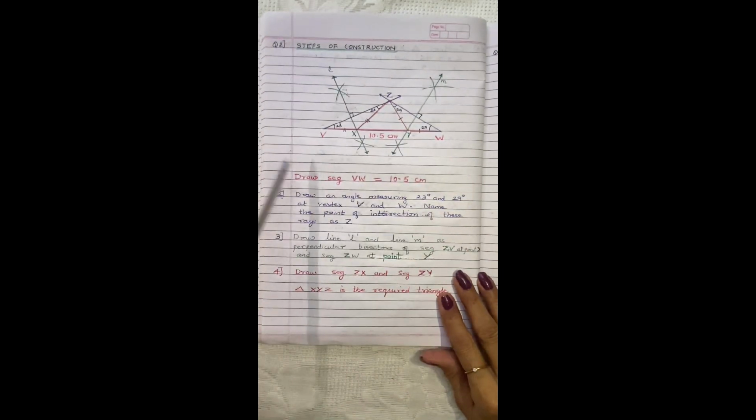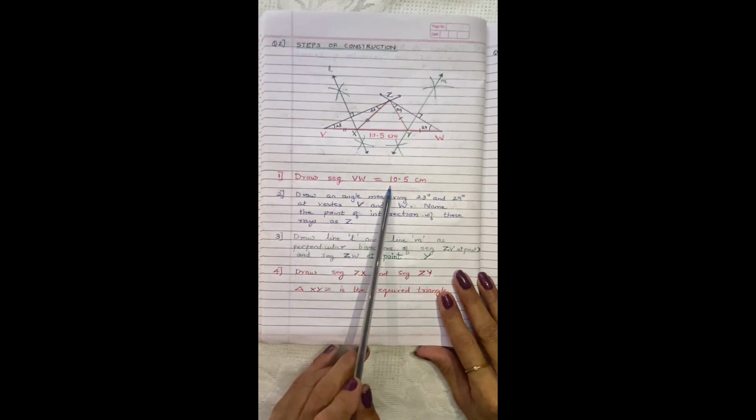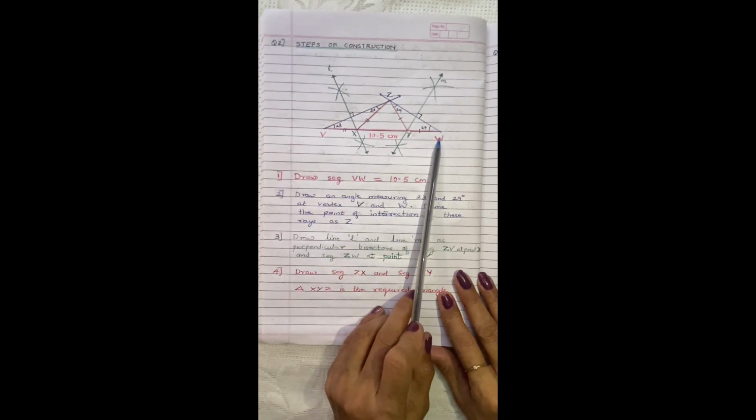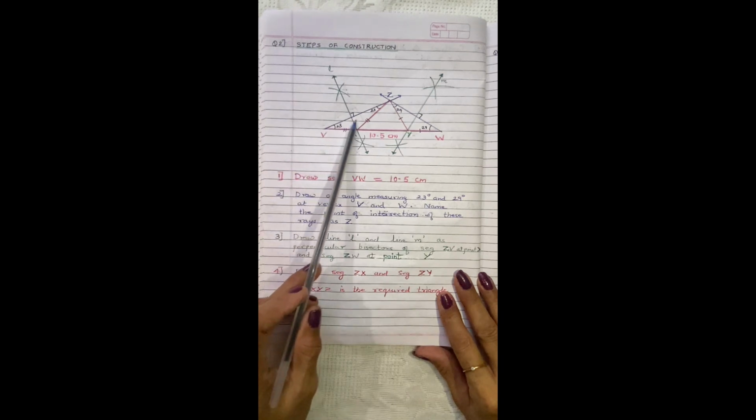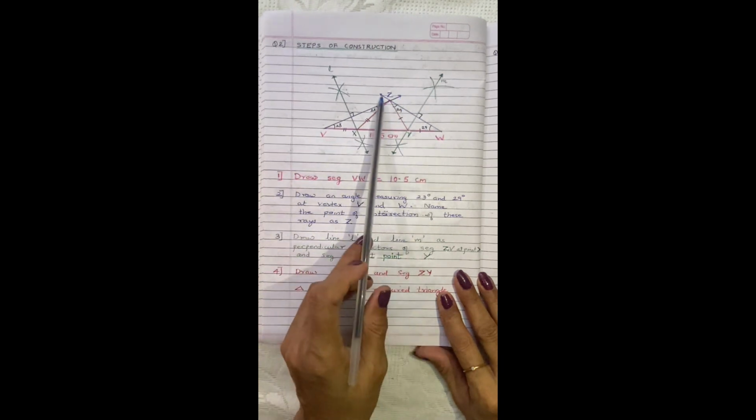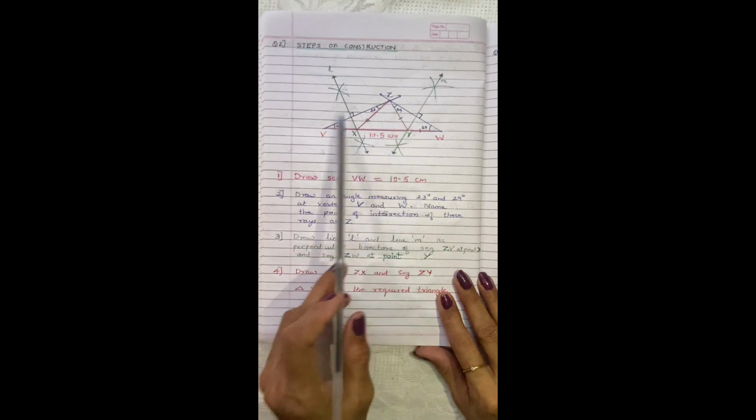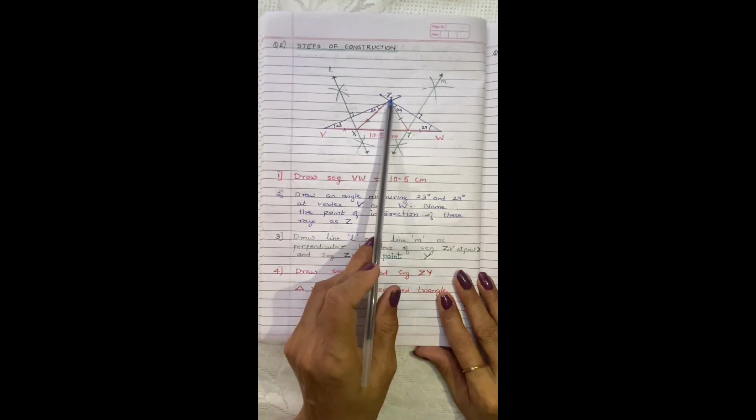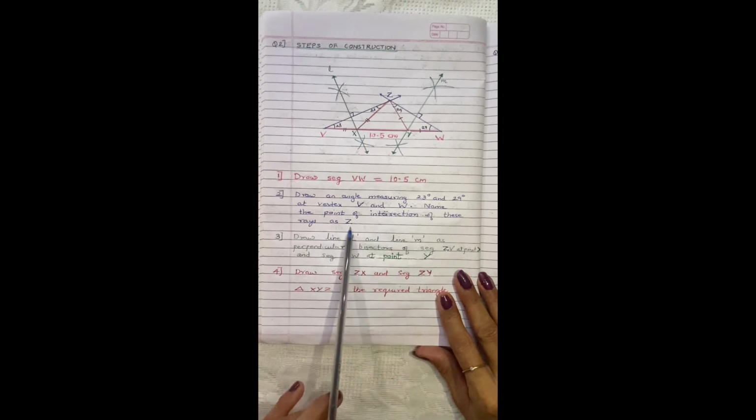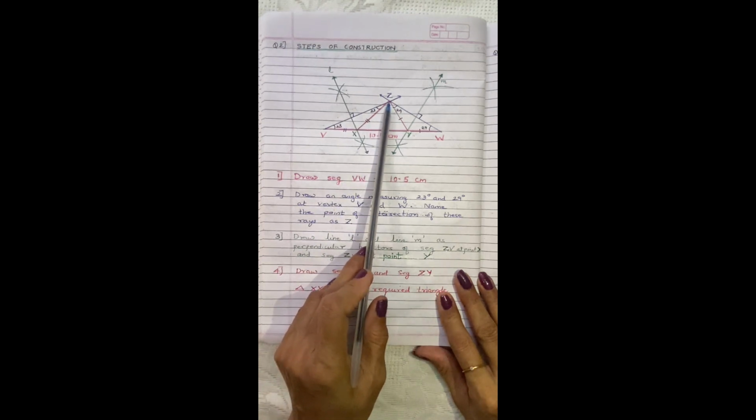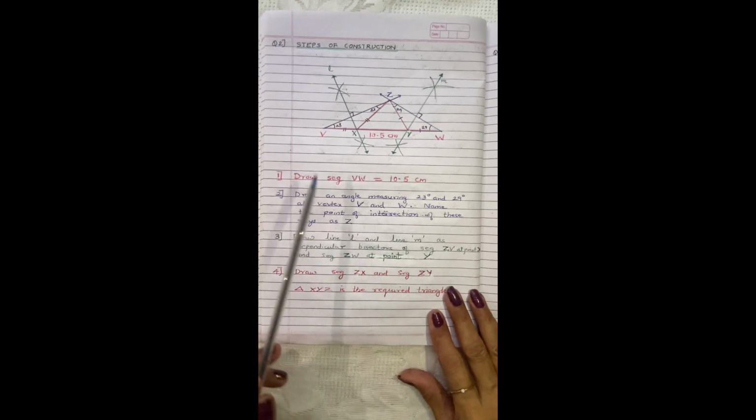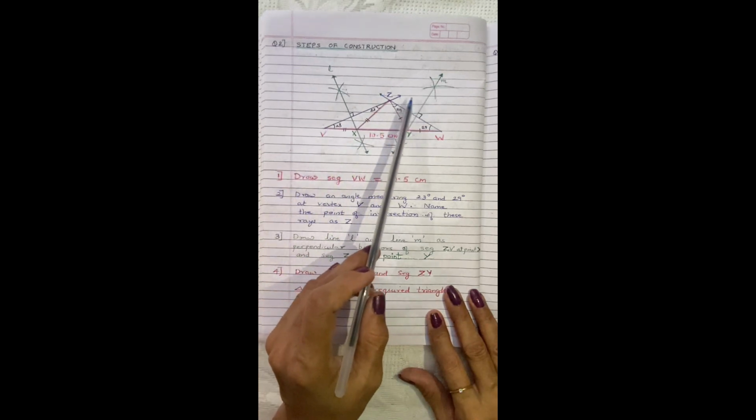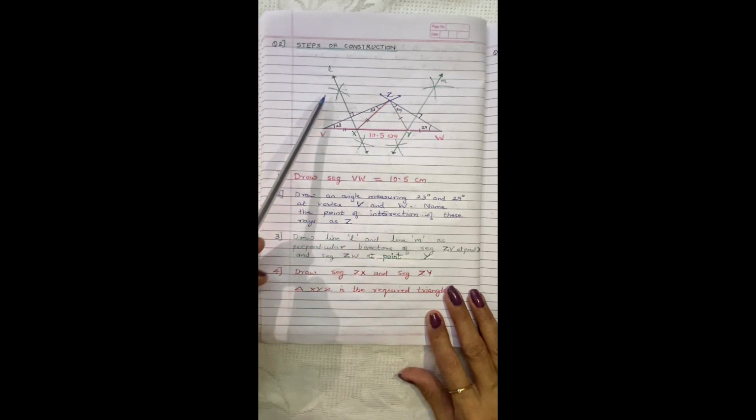Question 2, same steps of construction. Draw segment VW as 10.5. Then draw an angle measuring 23 degrees at vertex V and an angle of 29 degrees at vertex W, and when they intersect, we'll name that point of intersection Z. Draw line L and line M as perpendicular bisectors of segments ZV and ZW. Okay, we'll draw the perpendicular bisectors.